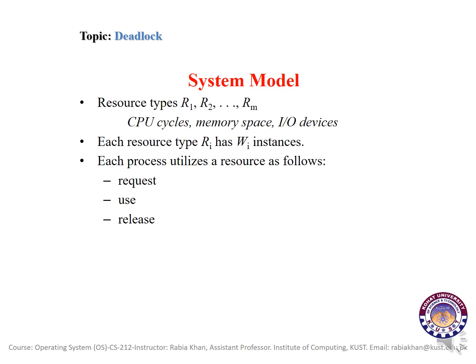Processes can be represented with alphabet P. How a process utilizes a resource: the sequence is given there. A process first has to request the required resource. If the resource is available, it will be assigned to it. The process will have to utilize it, and after using, the resource will be released by the process so that other processes can then use it.